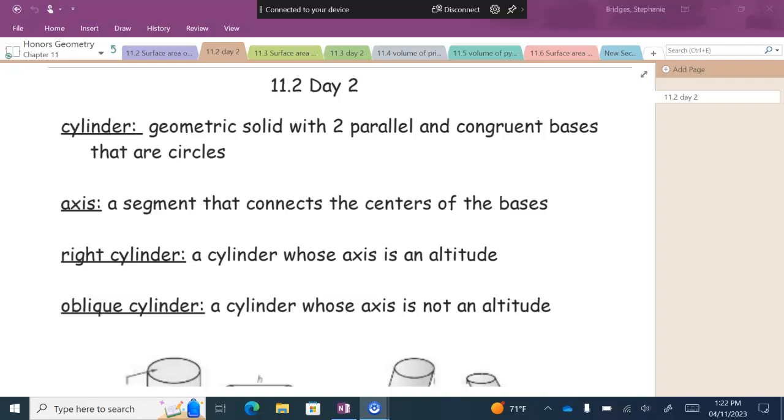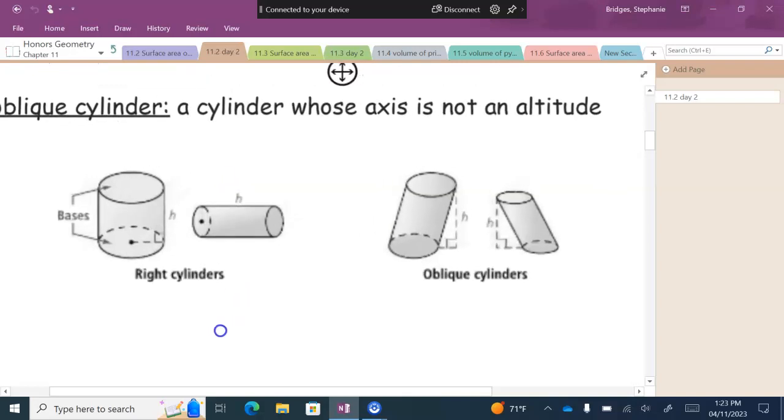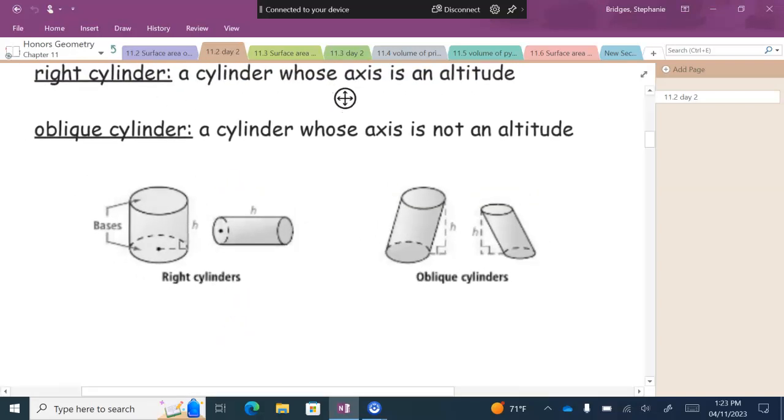All right, and then a right cylinder, just like what we talked about yesterday, we have right prisms and we have oblique prisms. A right cylinder is one that is standing straight up and down. An oblique cylinder would be slanted a little bit, and I actually have pictures so that you can take a look at them. Do you see the difference between a right cylinder and an oblique cylinder? The right cylinder is standing straight up and down, and the oblique is slanted a little bit.